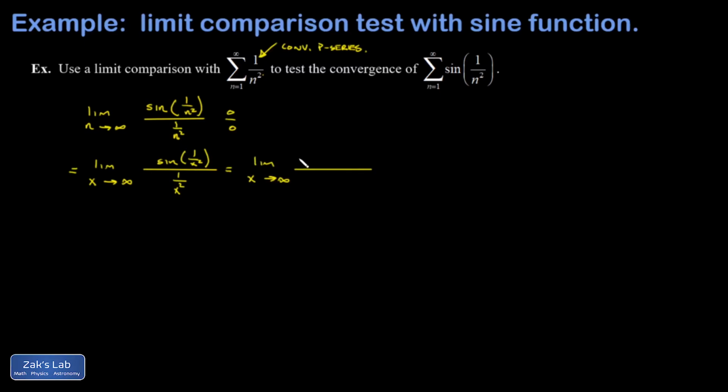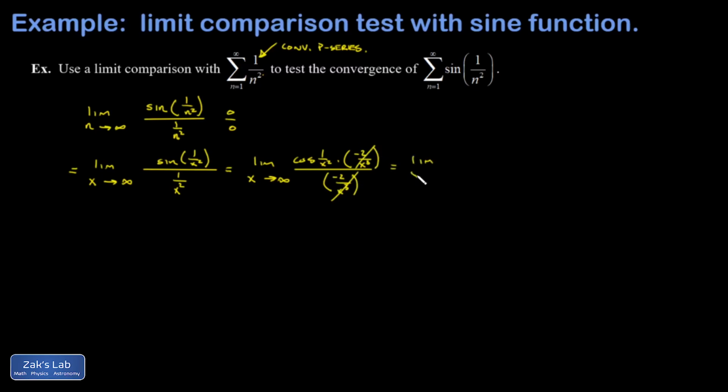Take the derivative of the top and I get cosine 1 over x squared. Multiply by the derivative of 1 over x squared, that's the chain rule. Well, 1 over x squared is x to the negative 2, so that gives me negative 2x to the negative third, or negative 2 over x cubed. And I get the same exact expression in the denominator. Those are going to cancel out.